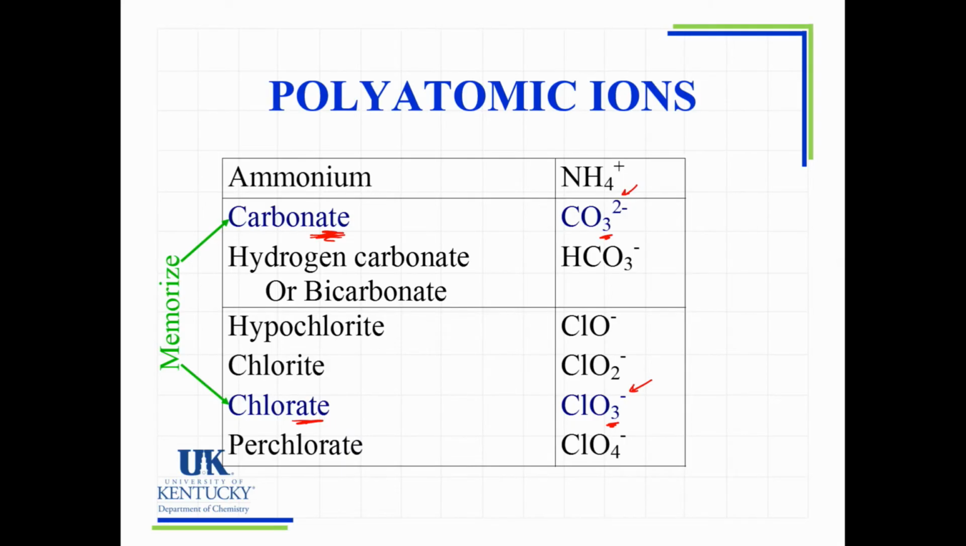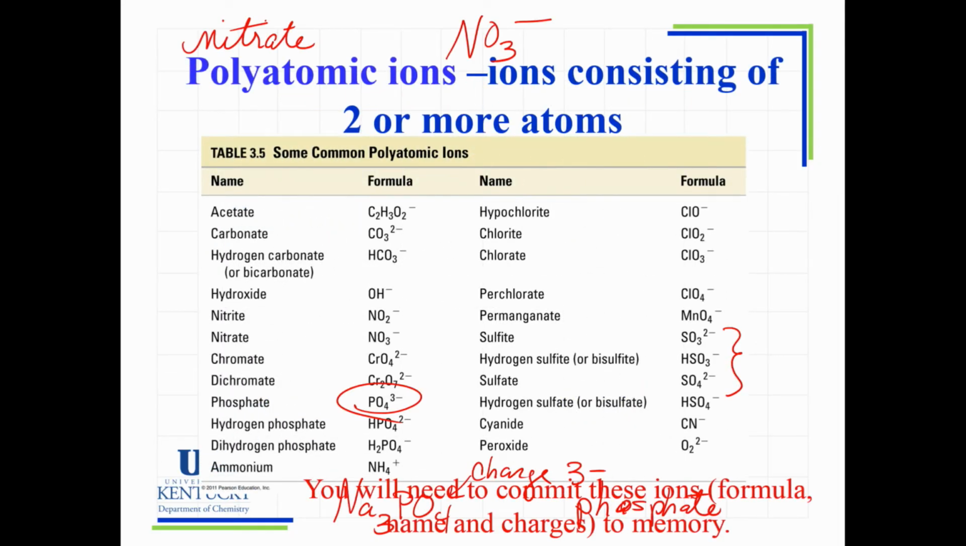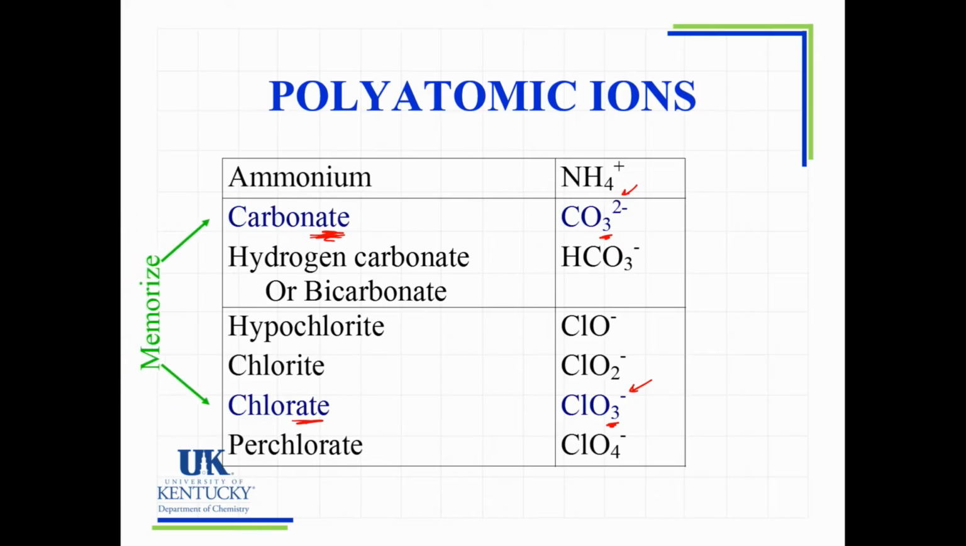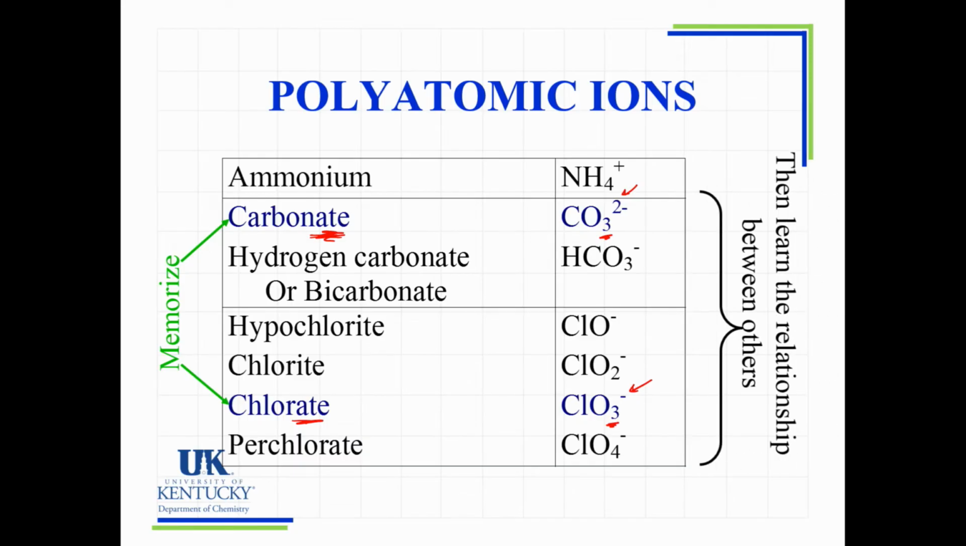If you look back at the full table, actually I'll go ahead and pull it up here. Here is phosphate. Phosphate, that's the ATE ending one, has 4 oxygens. I have to memorize that. Phosphate is PO4. I have to memorize it has a 3- charge. So memorize the ones that have the ATE ending, and then we can make connections to the other guys. So let's see what those connections are. We're going to learn them kind of bit by bit.